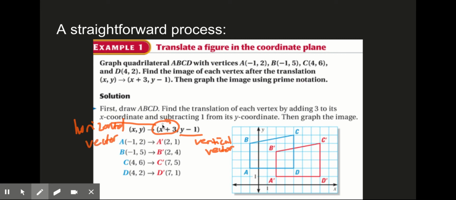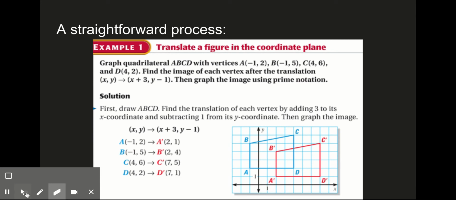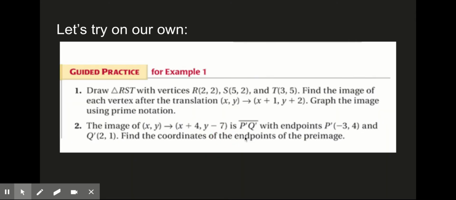So when I see +3, everybody's moving 3 to the right: from -1 to 2, from -1 to 2, from 4 to 7, from 4 to 7. And then vertically, everybody's going down 1, from 2 to 1, from 5 to 4, from 6 to 5, from 2 to 1. And we can see from C to C prime is down 1, to the right 1, 2, 3. So we can literally count our way there. Vectors are easy money. The rule is you just follow these rules right here: add 3 to every x, subtract 1 from every y.